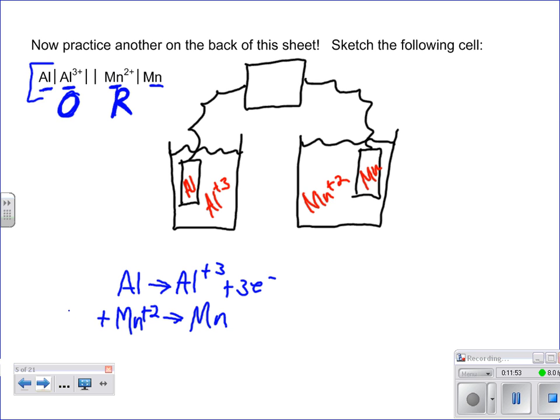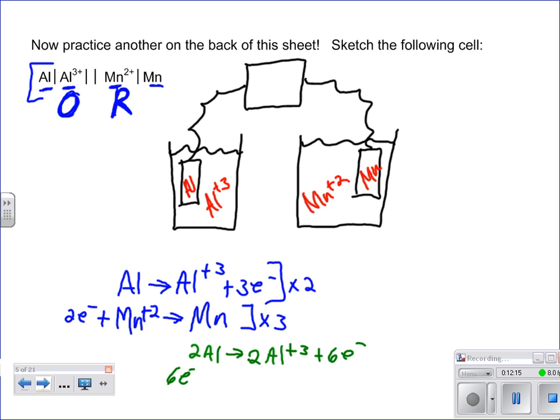And this is going to be 2 electrons. And of course we have to multiply by 2, multiply by 3. What we end up getting in this case is 2Al goes to 2Al plus 3 plus 6 electrons. And then 6 electrons plus 3 Mn plus 2s goes to 3 Mn's. And your electrons cancel out, and then we could add up that whole thing and get the overall reaction in case you were asked for it.